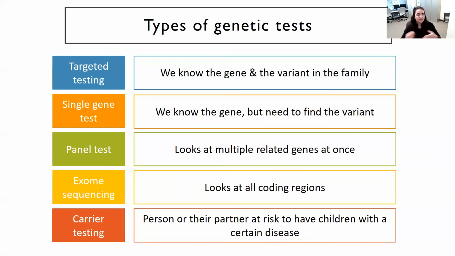A panel test is one test that looks at multiple related genes at once. We order a panel test if, say, I have someone in my clinic who has muscular dystrophy, but I'm not sure exactly what type of muscular dystrophy. So I look at a bunch of different muscular dystrophies all in one test.